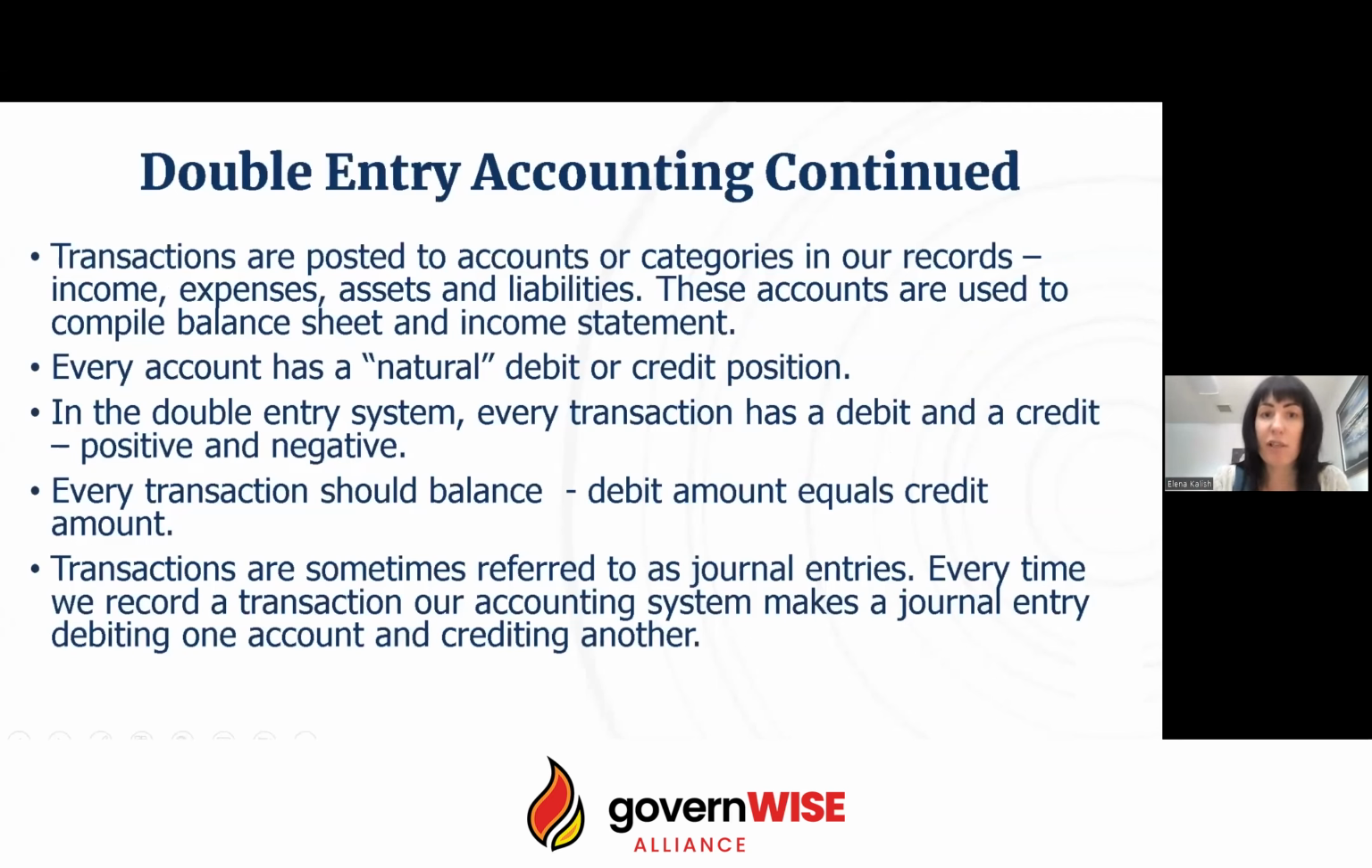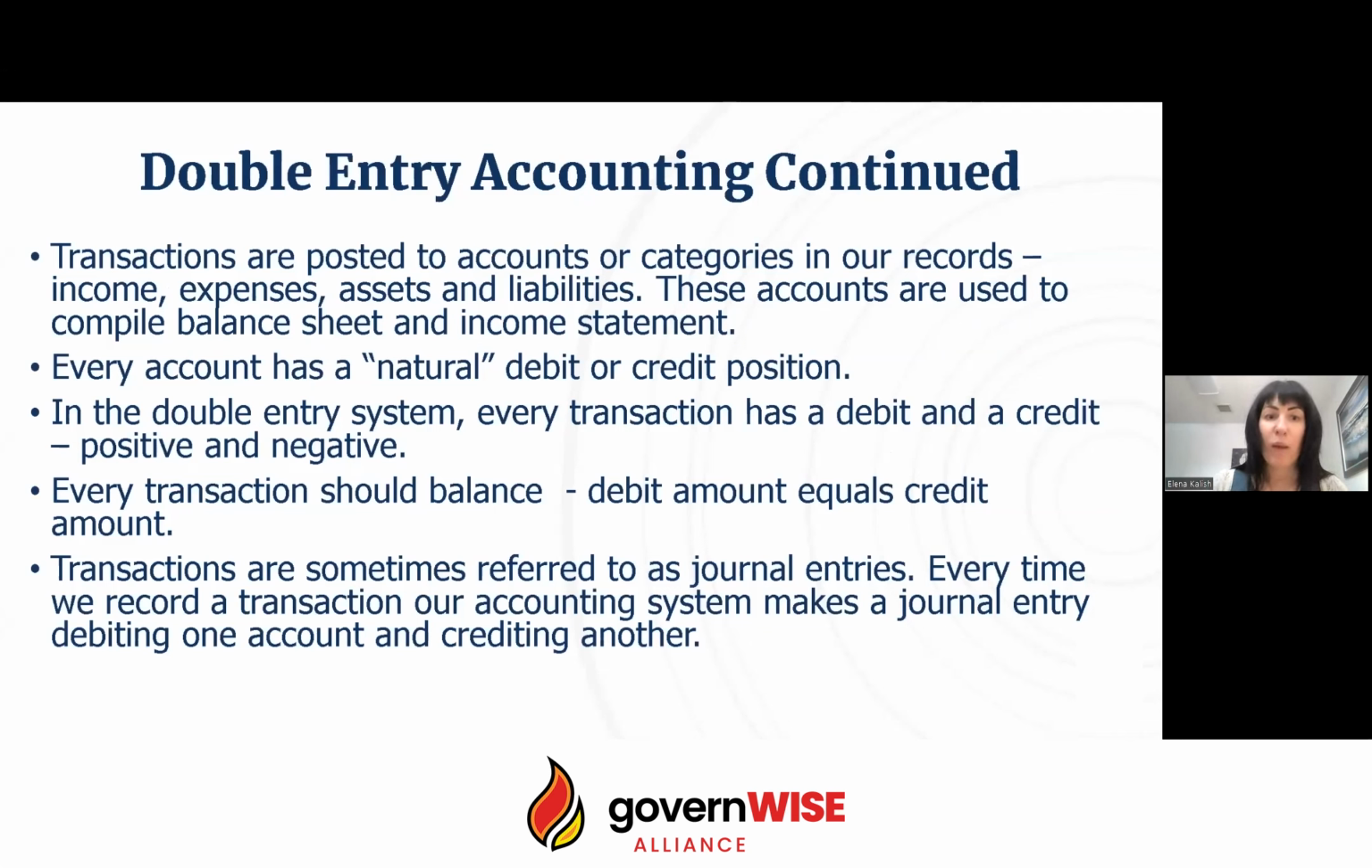So transactions are posted to different accounts or categories in our records. And as we saw in our example, we have the income statement side with income and expenses. And then at the same time, the other side of the transaction always affects our balance sheet, right? So assets and liabilities.